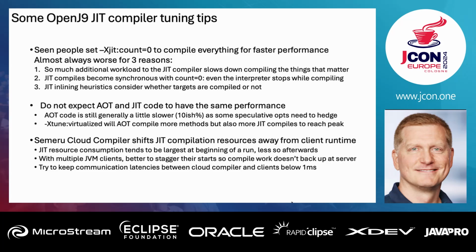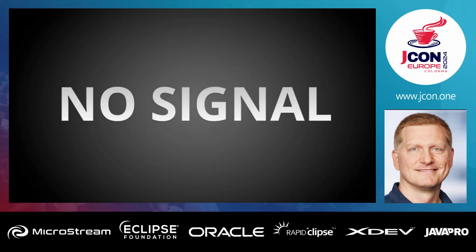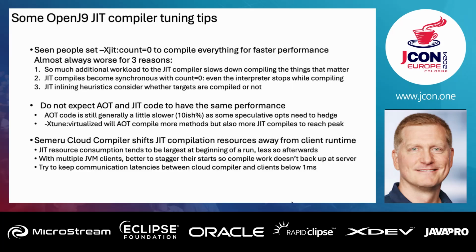AOT and JIT code. The AOT is the code that gets stored into the shared class cache. Don't expect them to have quite the same performance. There's about a 10% average delta between these two. Also, you can use this option over here called -Xtune:virtualized, which we designed for really small container environments. It will more aggressively use AOT code even during ramp up, so you'll need a bigger cache when you use it because it compiles a lot more methods.